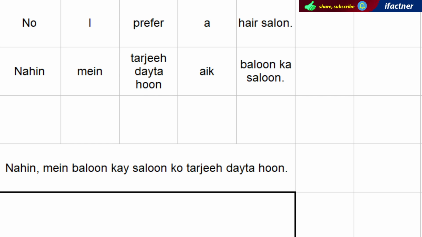Now let's translate these words. No, I prefer a hair salon. No is nahin, I is main, prefer is tarjih deta hoon for male and tarjih deti hoon for female. A is ek, hair salon is balon ka salon. And we can translate this English sentence no I prefer a hair salon in Urdu as nahin, main balon ke salon ko tarjih deta hoon.